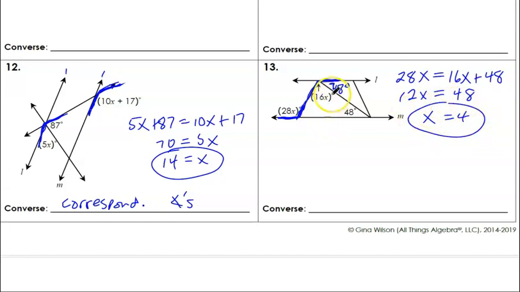And then our final solution here, we basically used alternate interior 2 different times, but to get our final answer, that was the alternate interior angles converse.